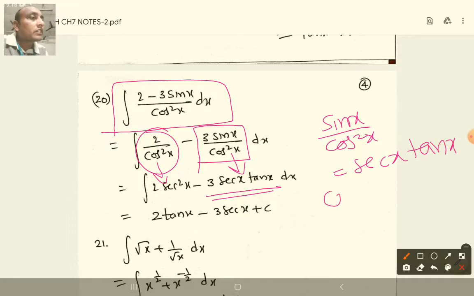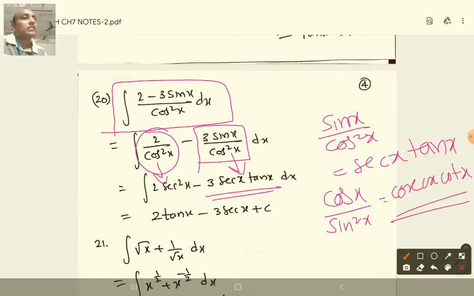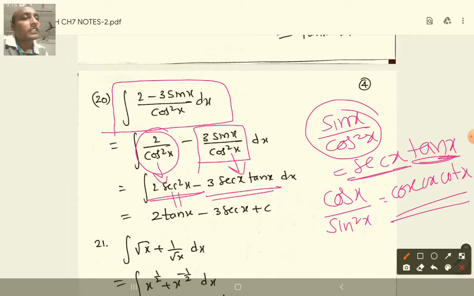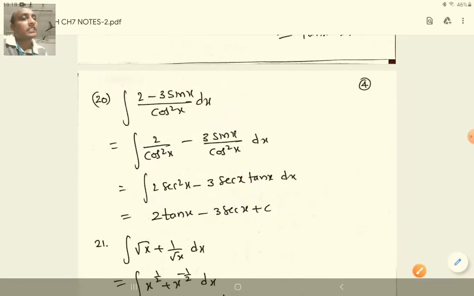Similarly, cos x by sin square x can be written as cosecant x into cot x. So we have to remember this, because sin x by cos x is tan, and one more cos extra is there in the denominator, so this will be secant x. So now you can integrate. See, 2 secant square x integration is 2 tan x, 3 secant x tan x integration is 3 secant x plus c. Done.